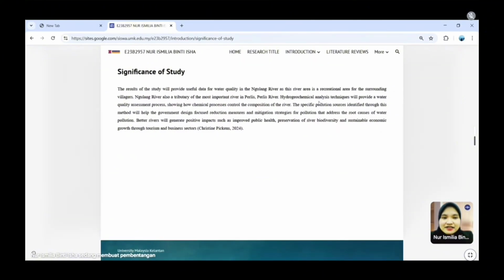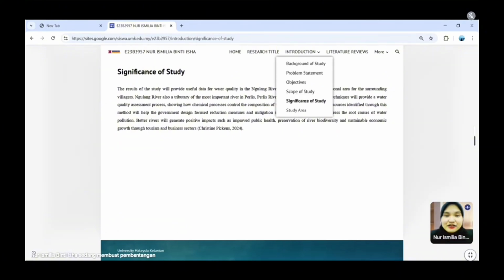Next, for significance of study. The result of this study will provide important water quality data for the Mulang River, especially as it is a resource for local villages and is a major tributary of the Perlis River. Hydrogeochemical analysis offers a deeper understanding of the chemical process that control the composition of the river. Identifying specific sources of pollution will allow the government to devise targeted mitigation strategies leading to improved public health, preserved river biodiversity, and sustainable economic growth.